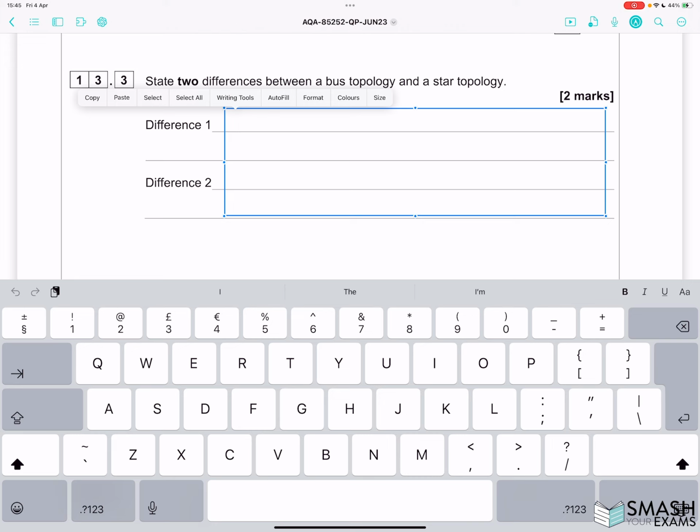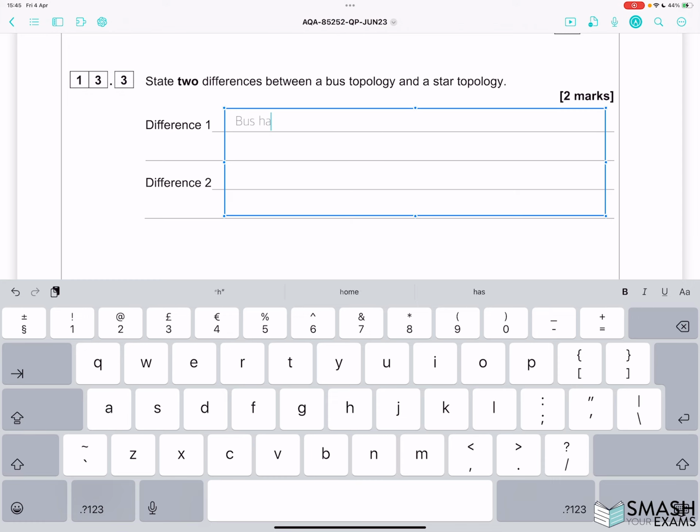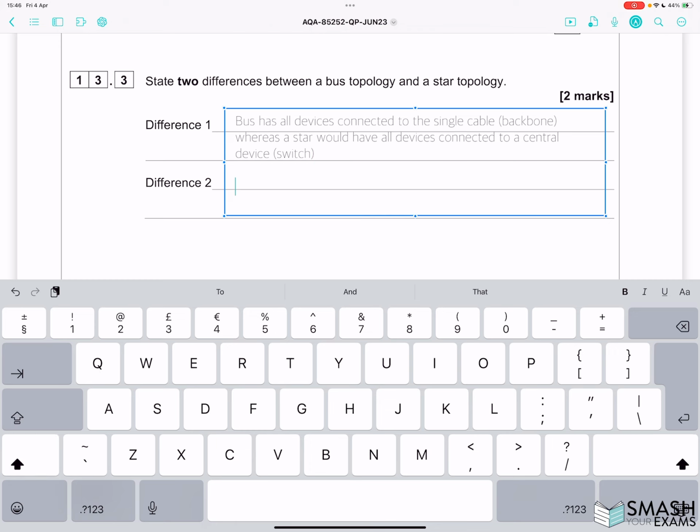So let's see if we can describe a couple of differences here. So we could say that a bus has all devices connected to a single cable, which I called the backbone there. Whereas a star topology would have all devices connected to a central device, usually a switch these days. So that would be a nice one to go with to begin with. There's lots of other things that we could state there.